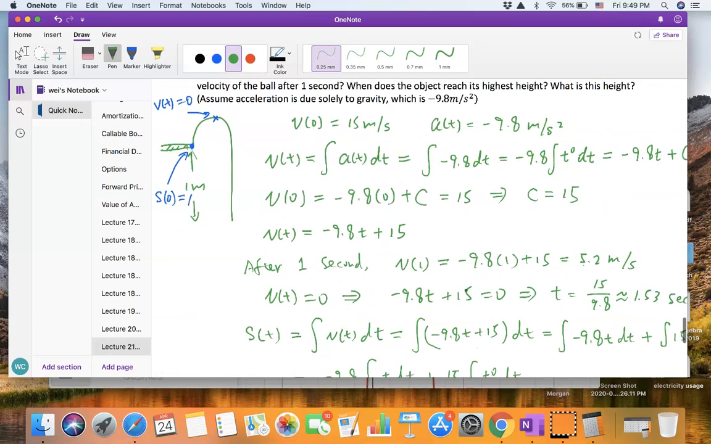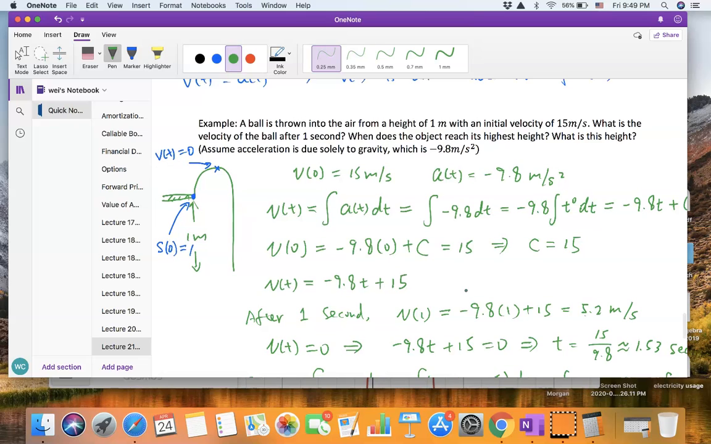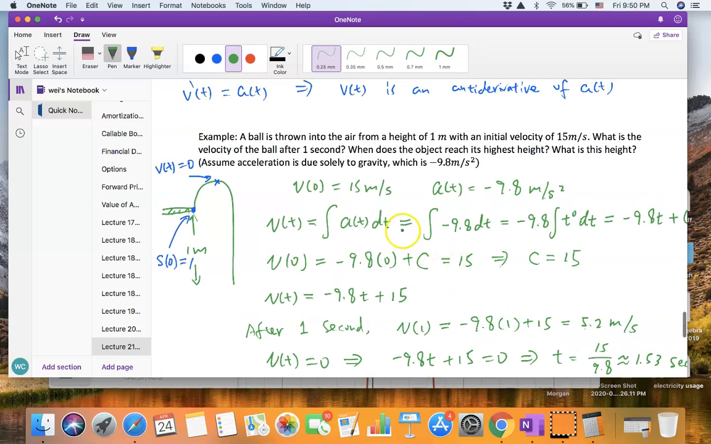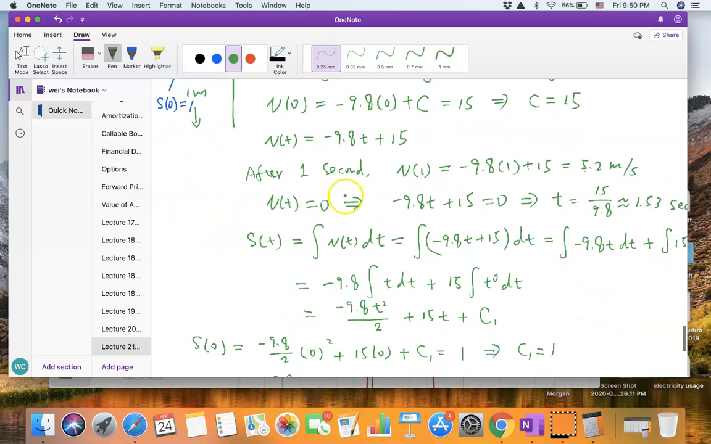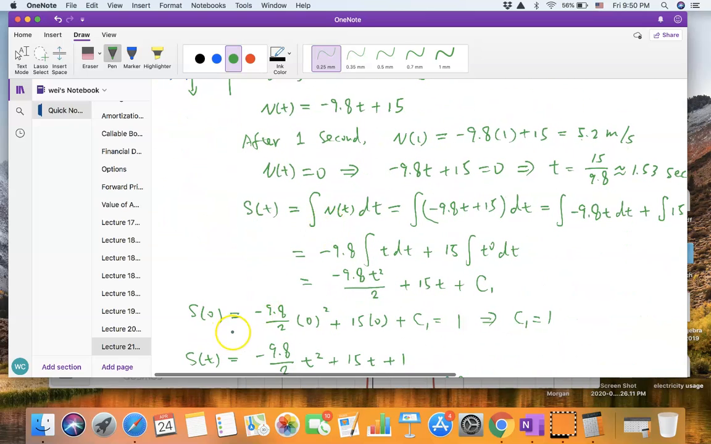All right. So this is how to use the antiderivative to find the velocity function and the position function when we are given the acceleration function, and with some initial conditions. So here the initial conditions we're given are the initial velocity and the initial position.